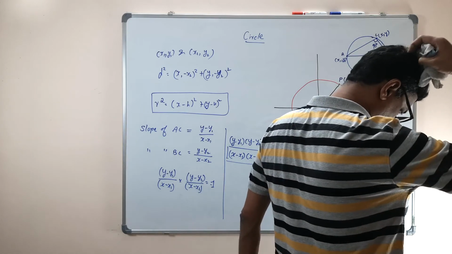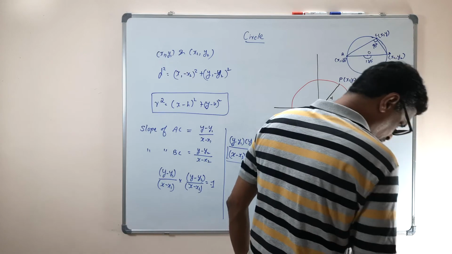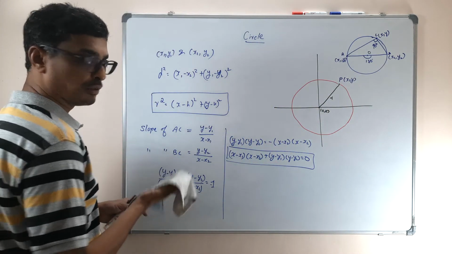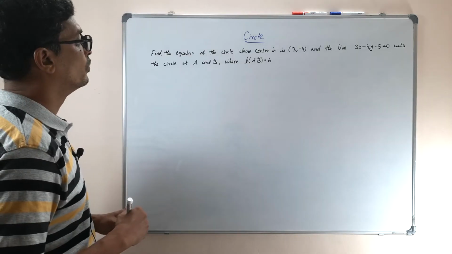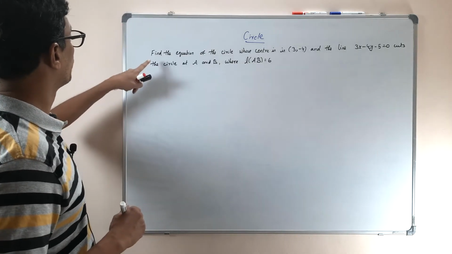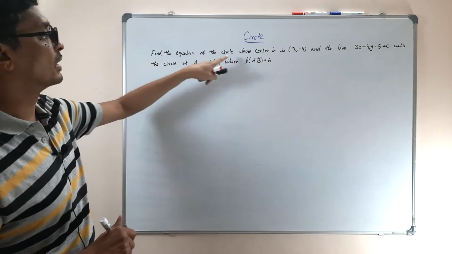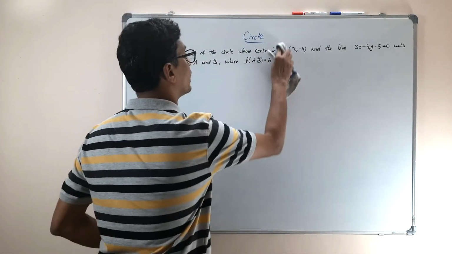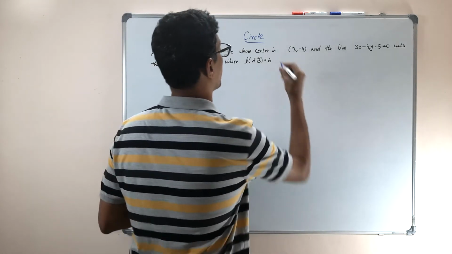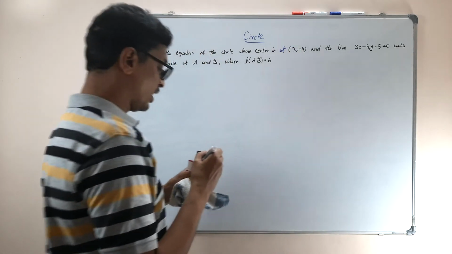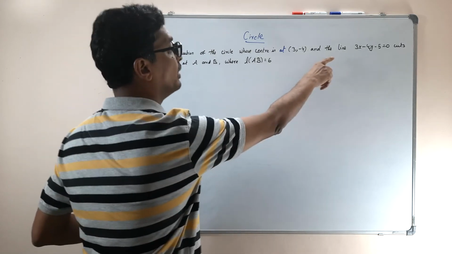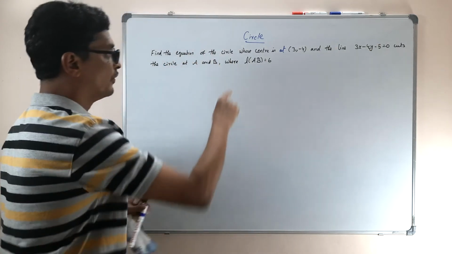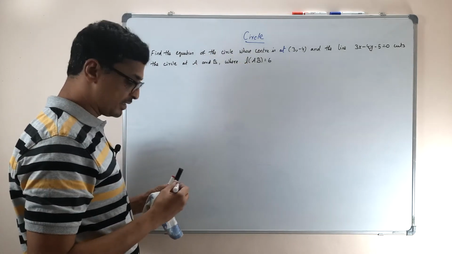Let me do one or two problems and then I will move to another general form of the circle. Okay, let us do one problem. Find the equation of a circle whose center is at 3 comma minus 4, and the line 3x minus 4y minus 5 cuts the circle at A and B where the length of AB is 6.